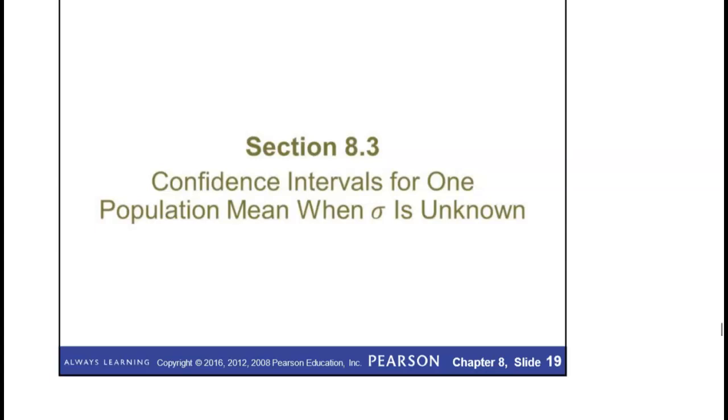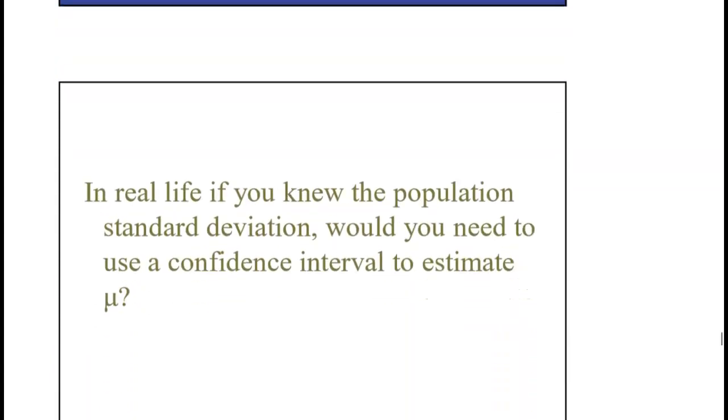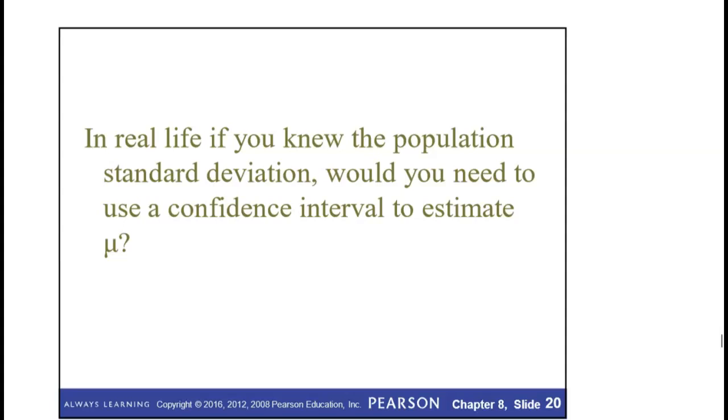In this video, we're going to look at how to conduct a confidence interval for one population mean, but this time when sigma is unknown. And I want you to think about this for a second. Think about why we were conducting a confidence interval. Because we don't have information about the population, correct? So we're using the mean from the sample to make a prediction about what interval that population mean is going to fall in.